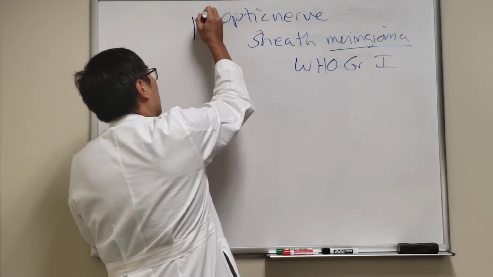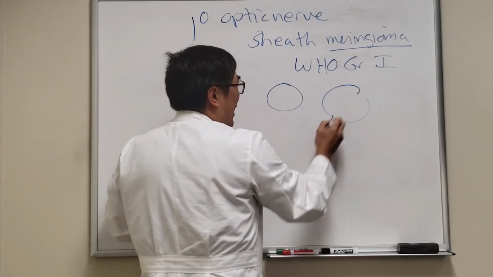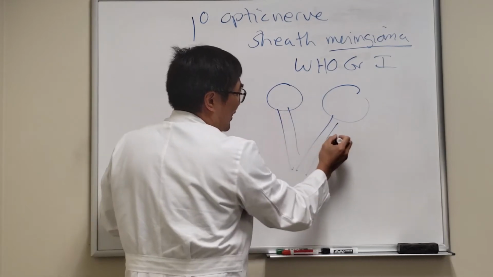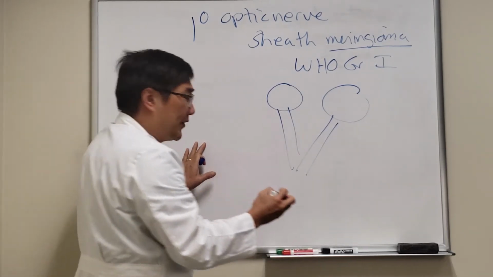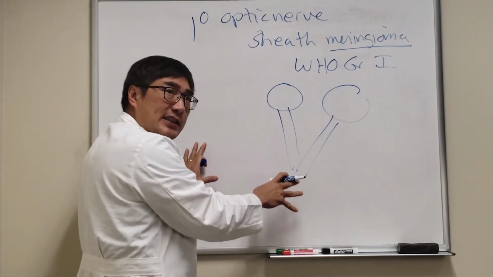The ones that we're talking about today, however, are the primary optic nerve sheath meningiomas. And what that means is it's just in the nerve sheath itself. It's not inside the head meninges, just the sheath of the meninges.